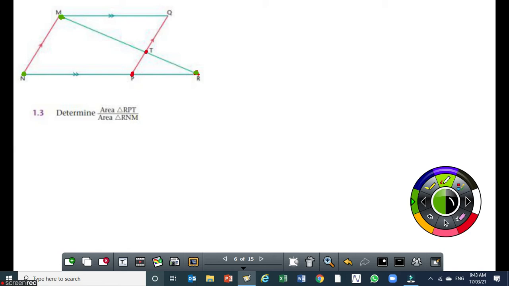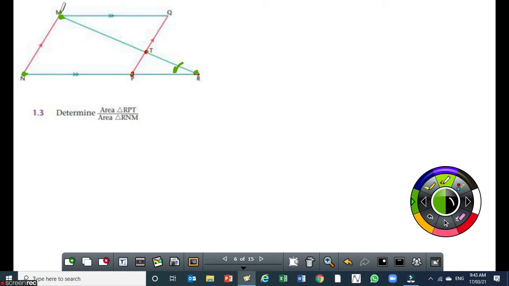They share a common angle, which is this angle here. No. Remember, they are not the same. We have got RPT, and we have got RNM. They don't share a common base. And they don't share a common height because the two bases of those two triangles are not on the same line. Oh. Yes. This one we use the area rule.